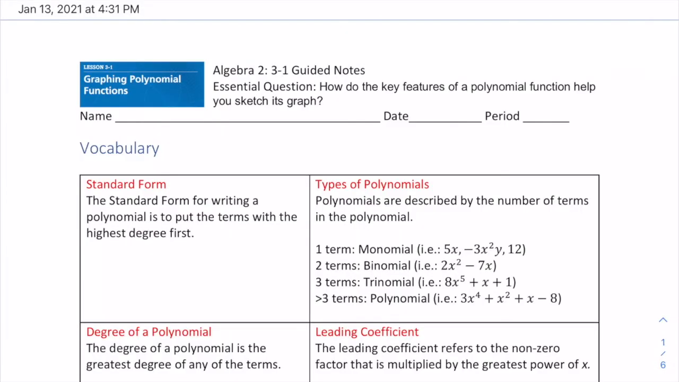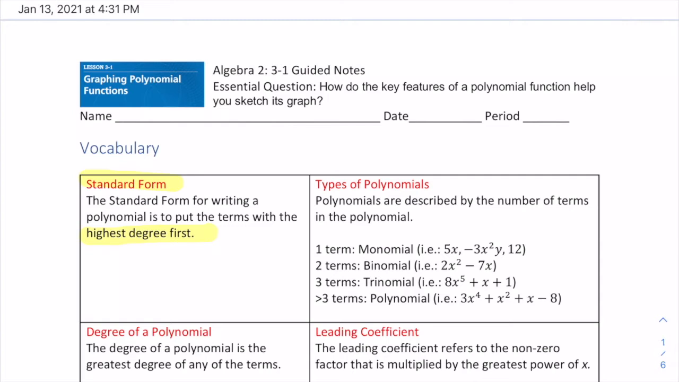Welcome back. Today we'll look at the graphs of polynomial functions. Before we start graphing, let's review some vocabulary. So remember, a polynomial function or equation in standard form is always writing the terms in degree order. So we always start with the highest degree first and then write the terms in descending order.